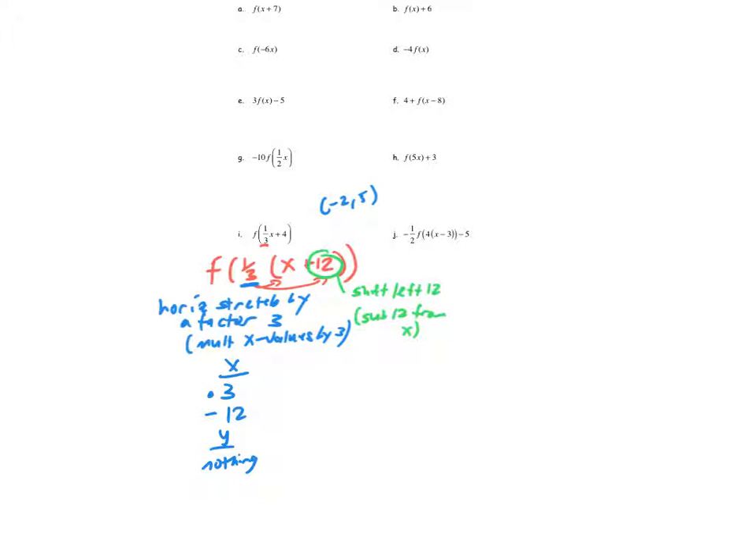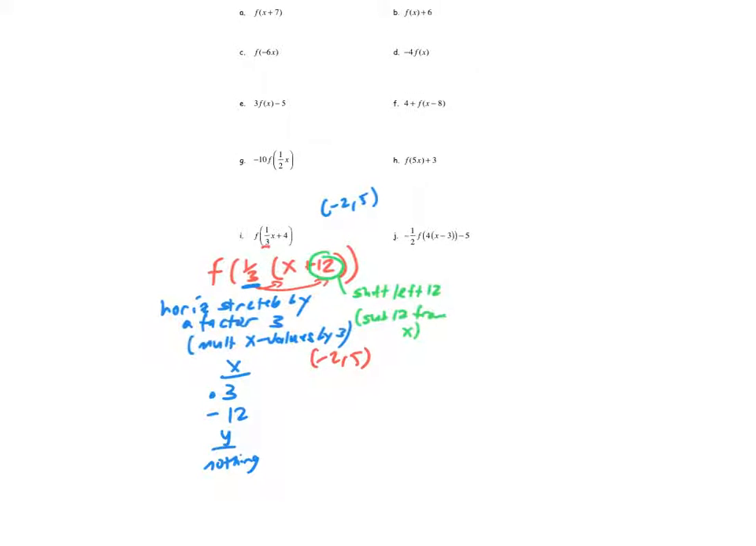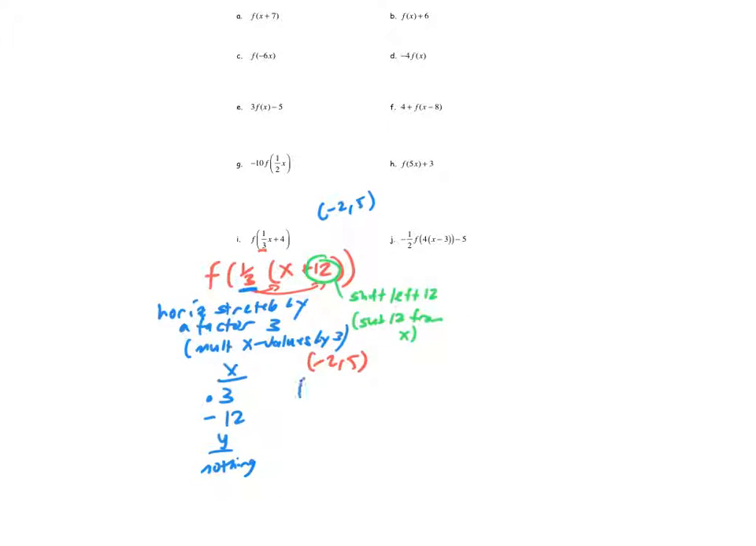So if we start with the point negative 2, 5, when we have that horizontal stretch, that's going to give us the point negative 6, 5, multiplying x by 3, and then we're going to subtract 12 from x, so we're going to have negative 18, 5 as our final point. That intermediate point is just to show the steps.